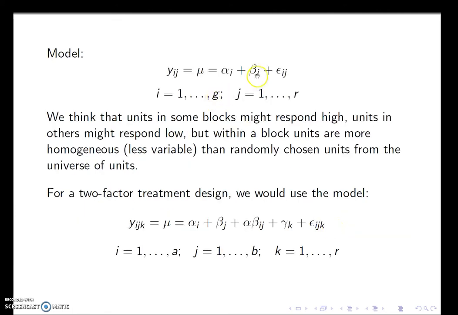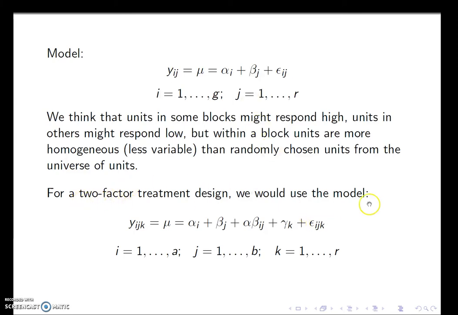Here's the model. This should be a plus. That's a mistake. So it's Yij equals mu plus the effect alpha. This would be your treatment effect, and beta is your blocking effect. Notice it looks like an additive model, and that's because we do not have interaction between our factor alpha and our blocking factor beta. That doesn't make sense because we're trying to block that source of heterogeneity from our block units.